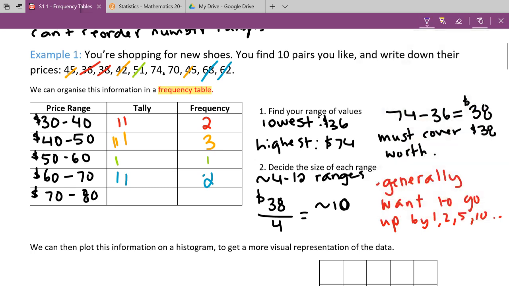And we always want to put numbers into the biggest range that they fit in. So this 70 is going to count not for the $60 to $70, but the 70 to 80. Always going into the largest bin it fits in. So 70 doesn't go here, it actually goes here.